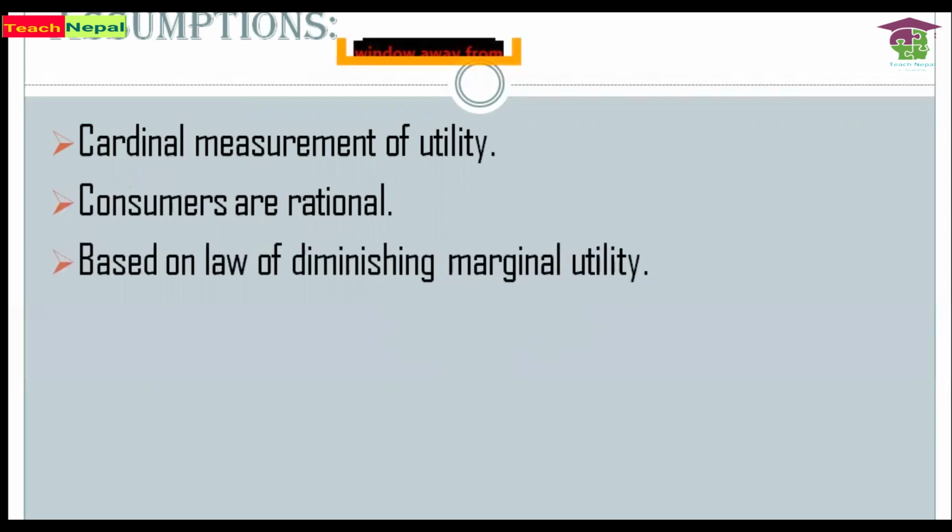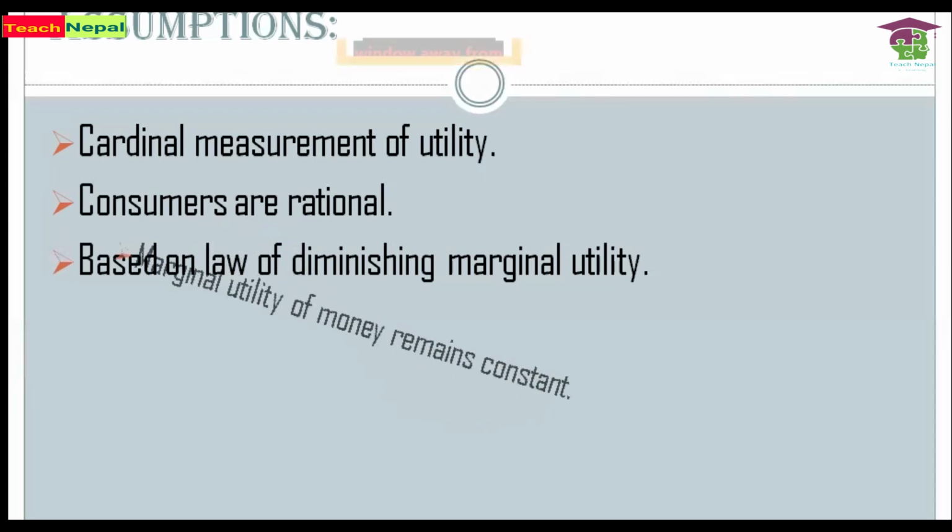Another assumption is here. This theory is based on the law of diminishing marginal utility. That means when a consumer consumes different units of the same commodity, the marginal utility obtained from each additional unit goes on diminishing. It does not remain constant. It does not increase as well.